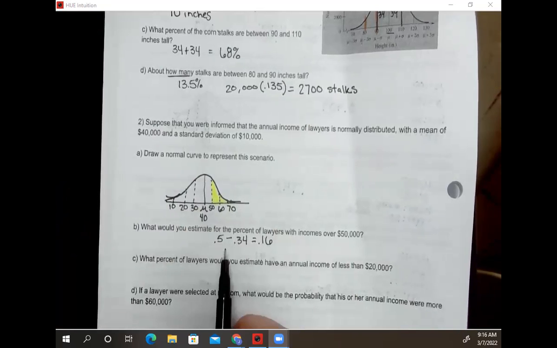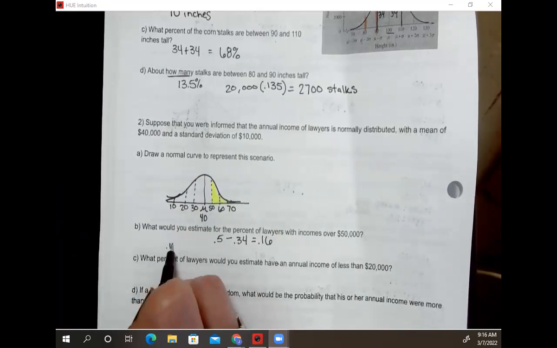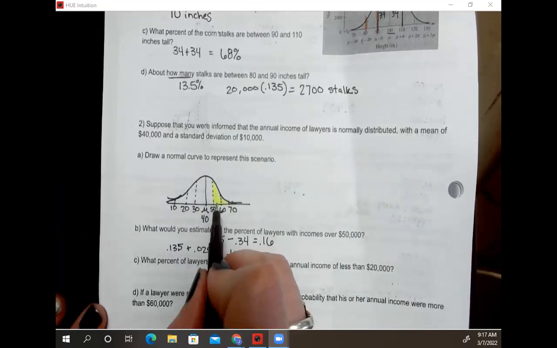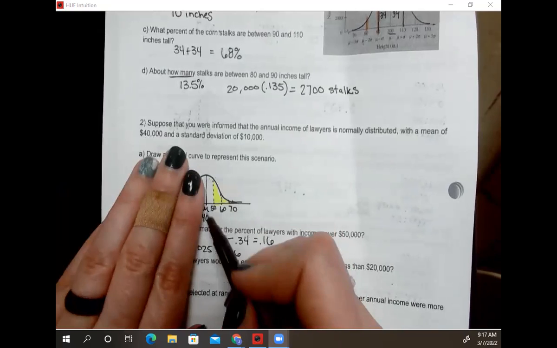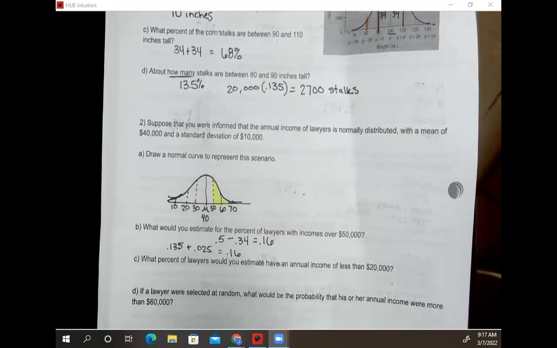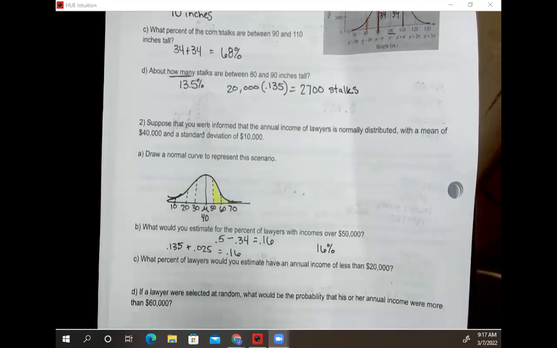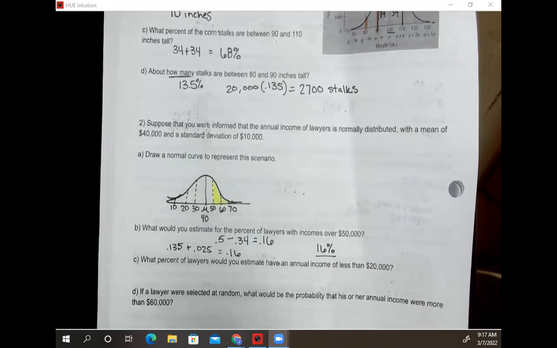So you could also say 13.5 plus 0.25, and you're also going to get 16. 2 approaches you can take there. Add these 2 chunks, or take half, subtract the part we don't want. Since it says percent, we could have also done this just with our percentages, 16%.